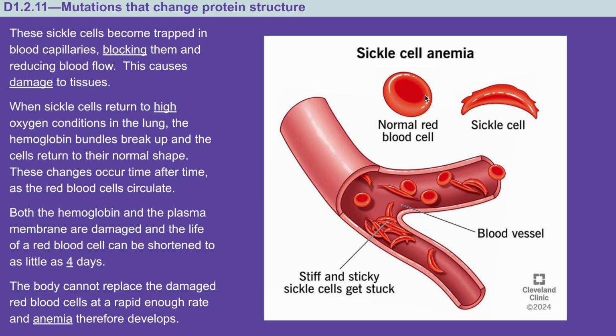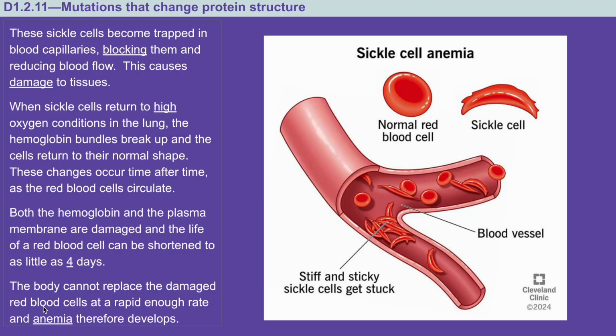But every circuit around the body, they go sickle, normal, normal, which damages the plasma membrane, damages the hemoglobin, and shortens the life of a red blood cell to as little as 4 days. Now remember, a normal red blood cell will last for 3 to 4 months. And so our bone marrow can only produce red blood cells so quickly. And so if these red blood cells are dying after only 4 days, they can't be replaced fast enough to produce enough oxygen-carrying red blood cells.